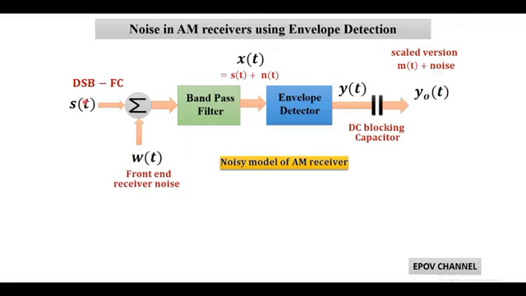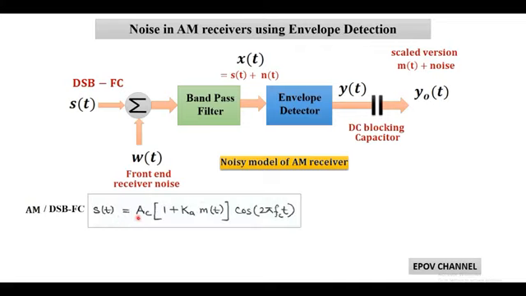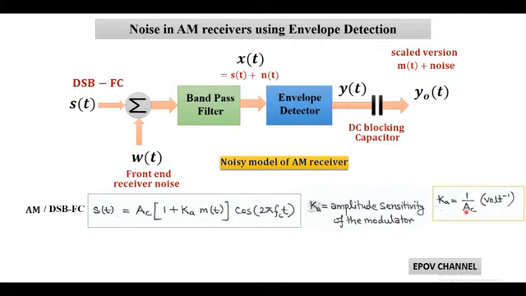As we know that standard AM or double sideband full carrier is given by equation s(t) = Ac[1 + Ka m(t)] cos 2πfct. Here Ka is called amplitude sensitivity of the modulator, which is equal to 1/Ac. Here Ac is called carrier amplitude. And since in practice this carrier amplitude is typically measured in volts, hence the unit of amplitude sensitivity Ka is volt inverse.